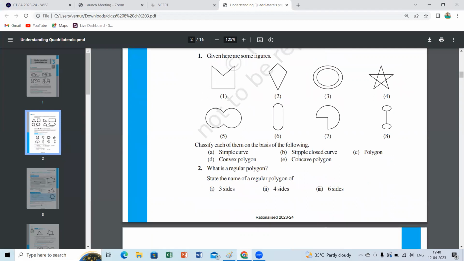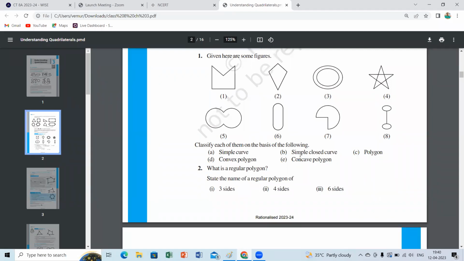Convex polygon, concave polygon. This part we already discussed. Now you have to look at the figures. What are convex and what are concave in the above examples? Ma'am, the first one is concave. First one, concave. Very good.